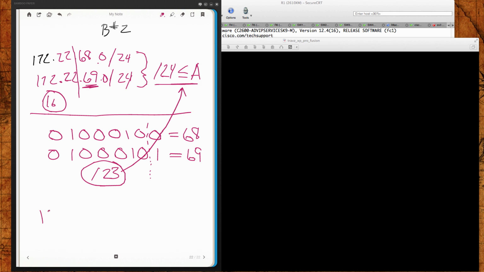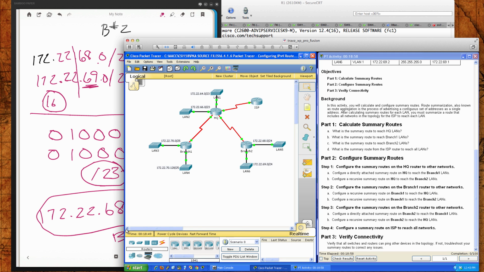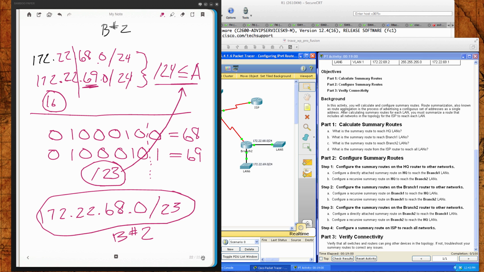So we're going to have 172.22.68.0/23, and that will be for branch number 2. All right, so let's make sure we bring that back up. All right, that's branch number 2.